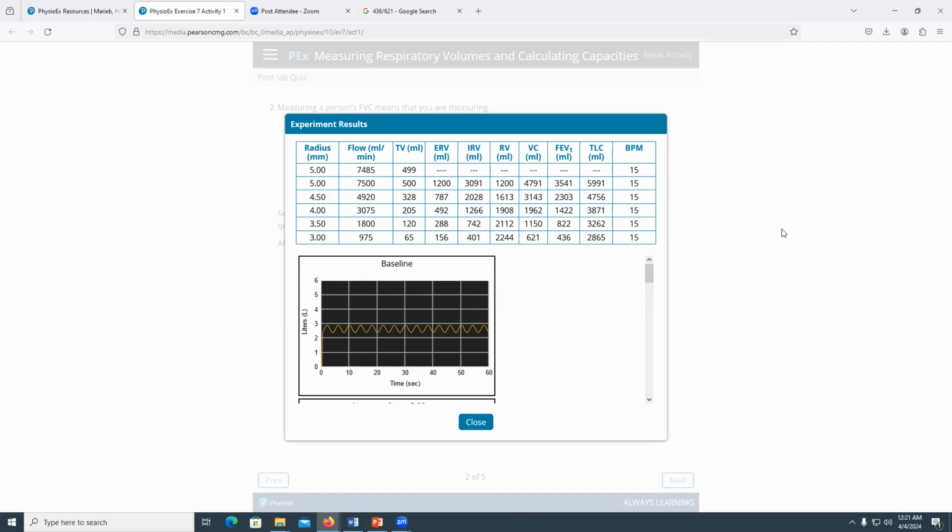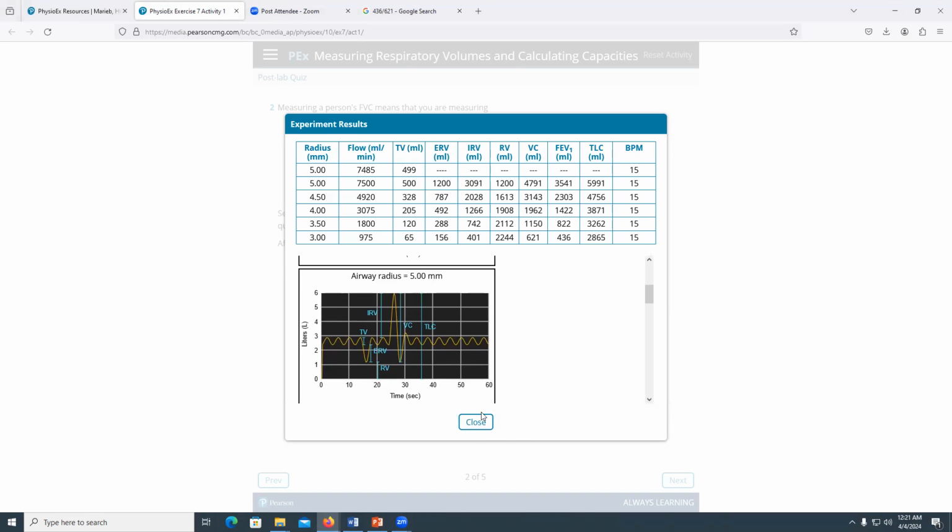This is supposed to help. So I need IRV, I need ERV, and I need TV. Those three will give me my vital capacity. So when I add them up, add 500 to 1200 to 3091, it'll come up to this number. But we already know it, we don't need to calculate.